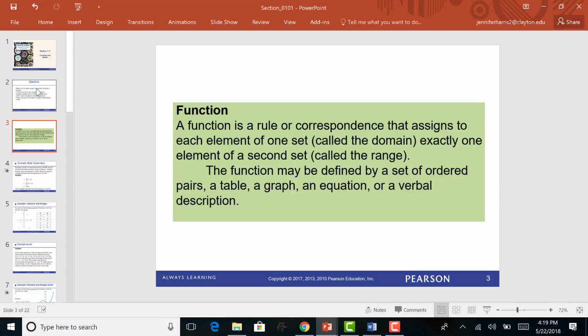Now, I'm going to give you several different types of how you can view what a function looks like. Right here, this was just defining it for you.